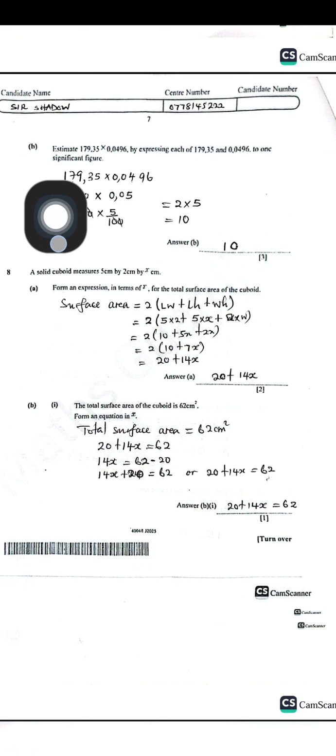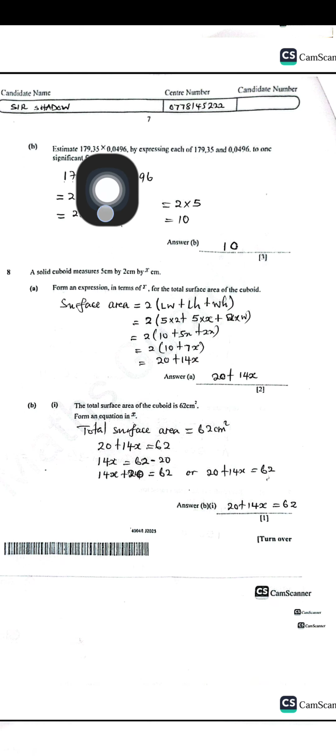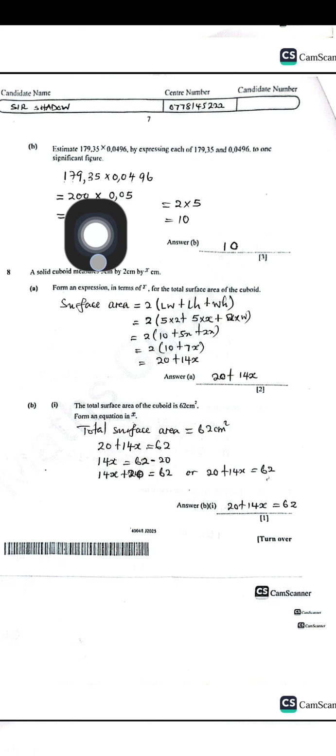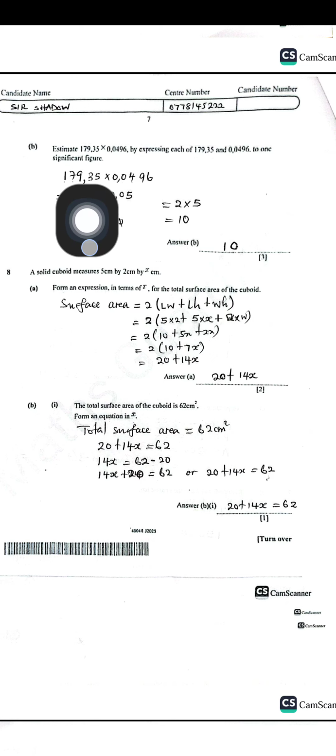So the numbers we have are 179.35 times 0.0496. So let's now estimate the first value, which is 179.35, by rounding it to one SF. Remember, SF is found when checking the first digit. 1 is 1 SF, 7 is 2 SF, 9 is 3 SF, 3 is 4 SF, 5 is 5 SF, right? So we want 1 SF, which is the first one. You check the next number just after 1 SF, which is 7. 7 is above 5 now. We add 1 to the next number. This becomes 200.00, which is 200.